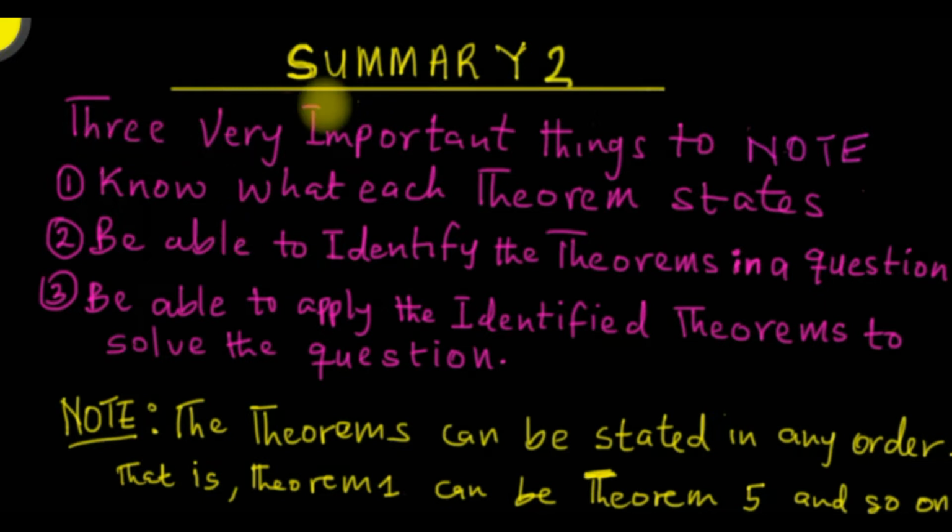So we are saying that there are three very important things to note. These three things are very important. You have to note these things in order to be able to solve circle theorem questions effectively. The first one is to know what each theorem states. You have to know what each theorem states, all the 7 theorems. So far we have considered the theorems to be 7.